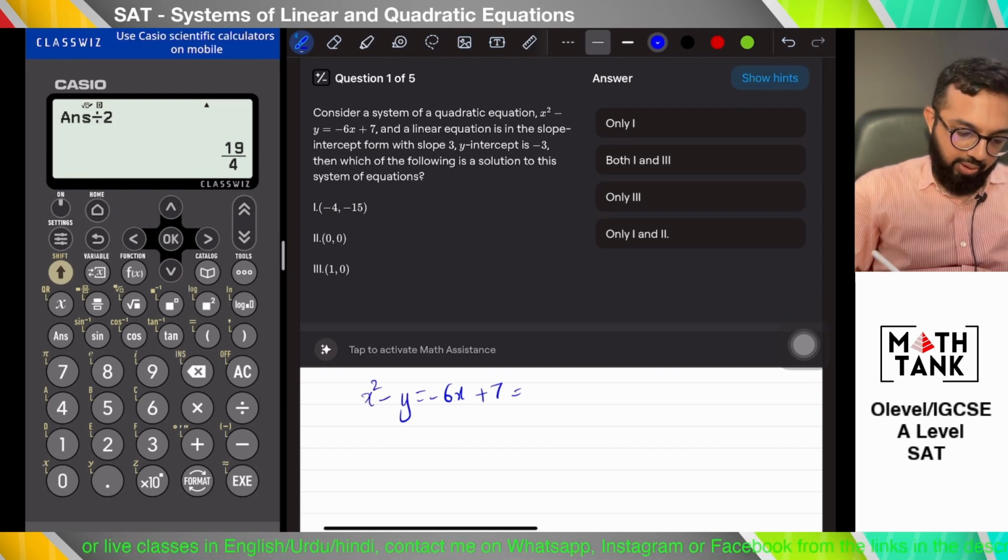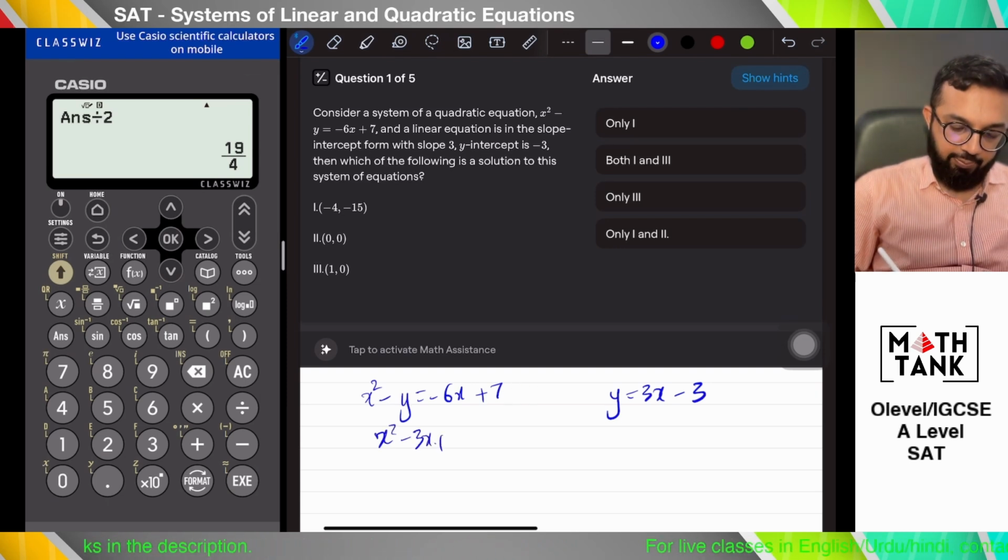It's x squared minus y. And there's another equation with 3x minus 3. Okay, so x squared minus 3x plus 3 equals minus 6x plus 7. x squared plus 3x minus 4. So x equals minus 4 or 1.